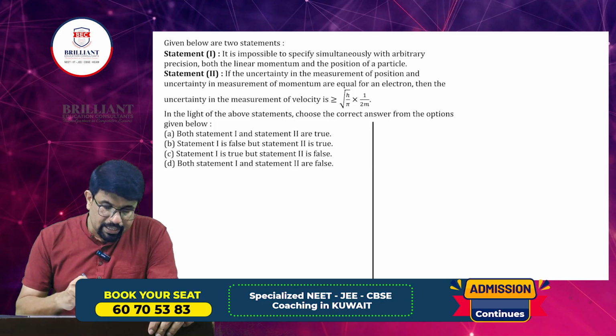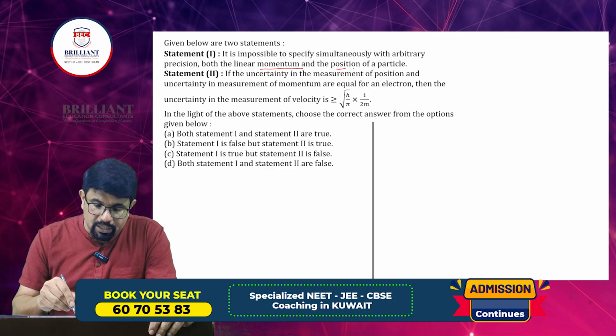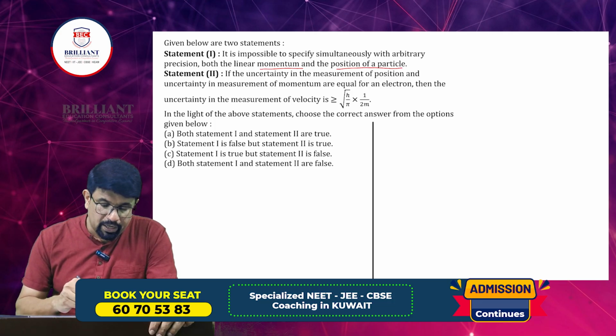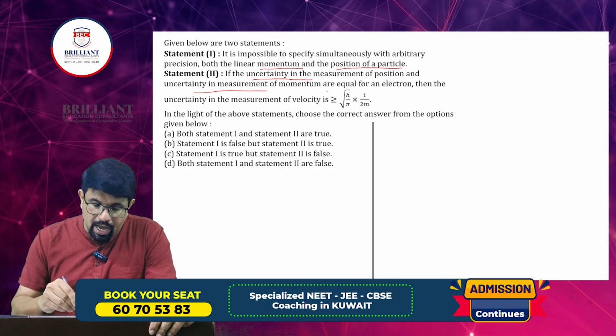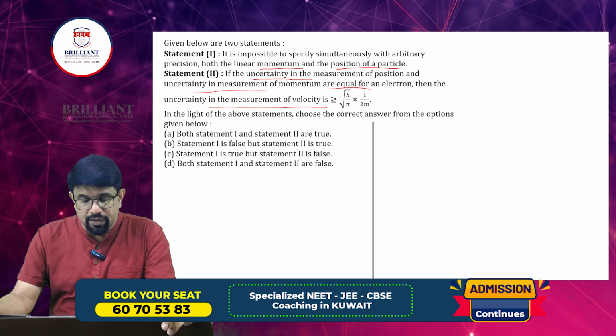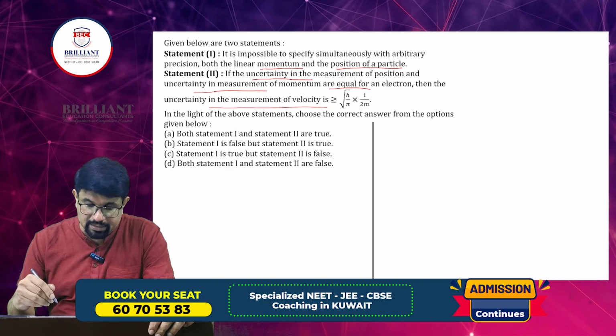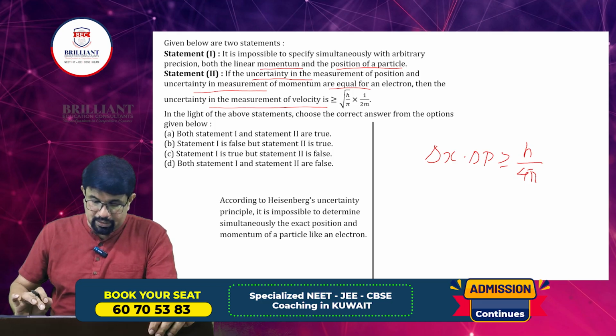First statement: it is impossible to specify simultaneously with arbitrary precision both linear momentum and position of a particle. Statement 2: if the uncertainty in the measurement of position and the uncertainty in the measurement of momentum are equal for the electron, then what is the uncertainty in the measurement of velocity? What is the equation for uncertainty according to the Heisenberg uncertainty principle? Delta x into delta p is greater than or equal to h by 4 pi, right? Then how can we calculate this?